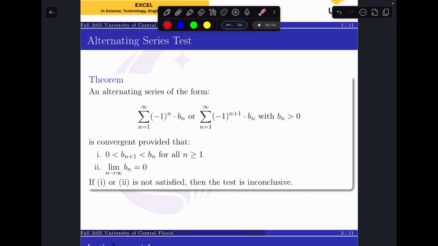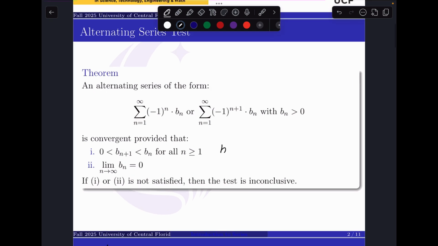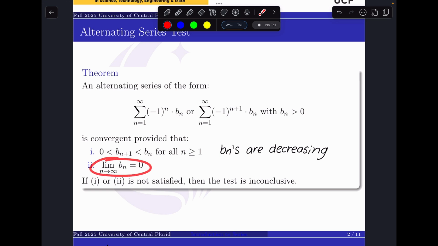All right, so the alternating series test says that an alternating series is convergent provided that 0 < b_(n+1) < b_n for all n greater than or equal to 1. Well, this is basically just saying that our b sub n's are decreasing. And our second condition is that the limit as n goes to infinity of these b sub n's is equal to 0. So not only are the b sub n's decreasing, but they're decreasing specifically to 0.